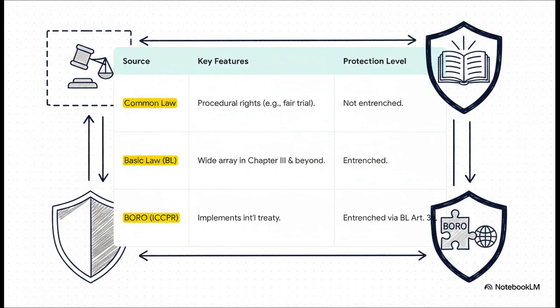The most powerful tools in the kit are the Basic Law, our mini-constitution, and the Bill of Rights Ordinance, or BORO. These are entrenched, which means they are superior law. No regular law can violate the rights that are locked inside them.